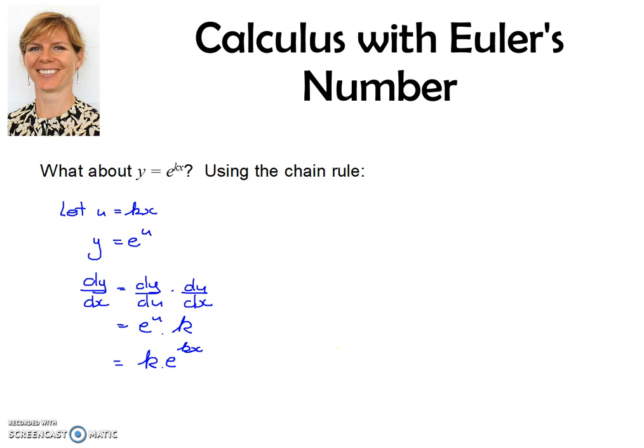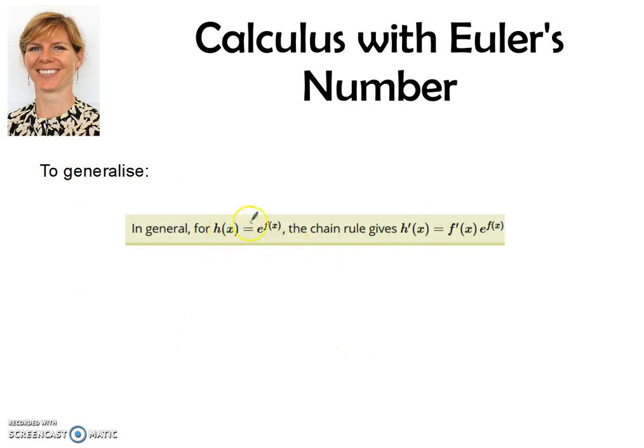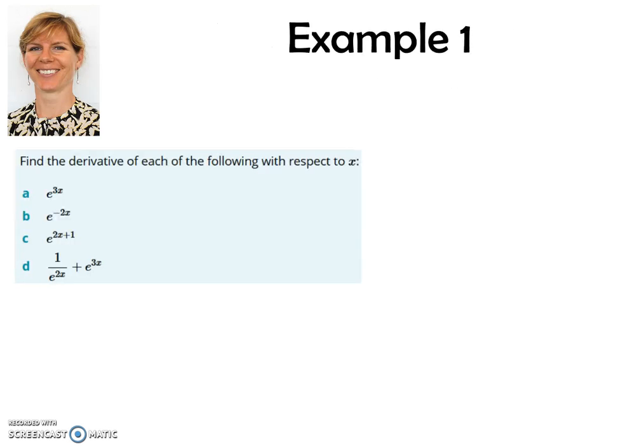Okay, so to generalize, what we can say is that if you've got h of x equals e to the power of some function of x, then the chain rule gives the derivative of that function. So whatever e is to the power of, differentiate that, bring that down the front, and then multiply by the unchanged function e to the f of x.